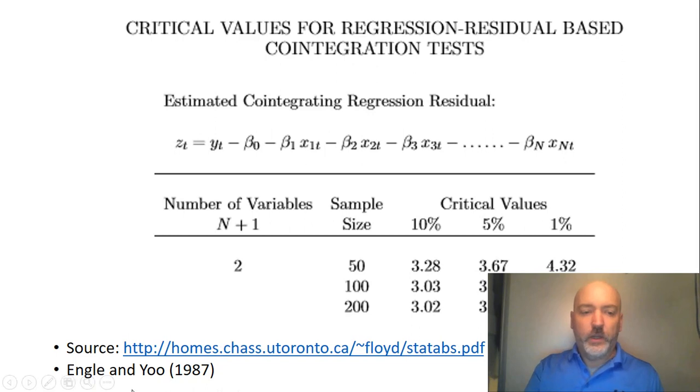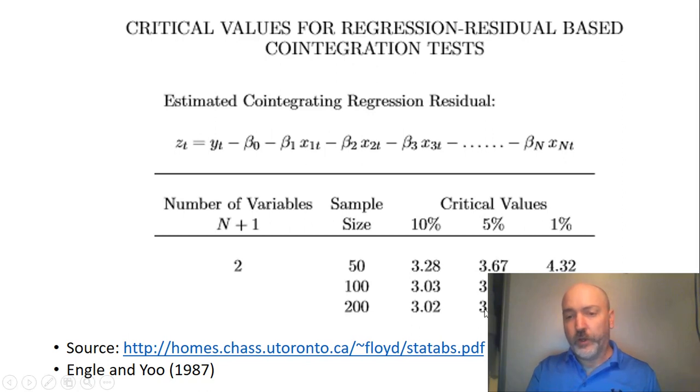So this is from the Engle and Yoo 1987 paper, where they had a variety of tables of estimated critical values for exactly this scenario. So our case has 252 observations, so the closest we're going to get here is a sample size of 200 with 2 variables in our cointegrating system, and our 1% critical value, 4.0, well, we didn't surpass that.